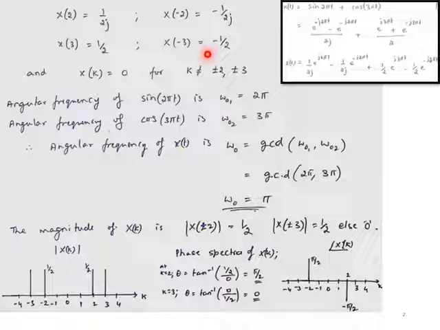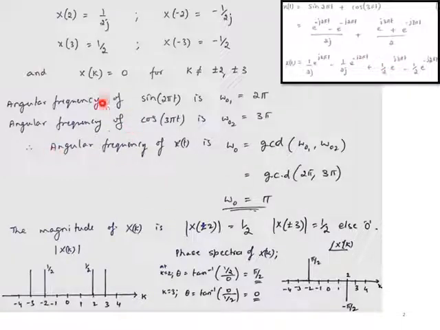So what is x of 0? What is x of 4? What is x of minus 4? What is x of 5? Minus 5? Those will be 0 for the rest of the other k values which we identified. Similarly, as I mentioned earlier, with respect to the simplified term e to the power j k omega naught t, omega naught should be pi.